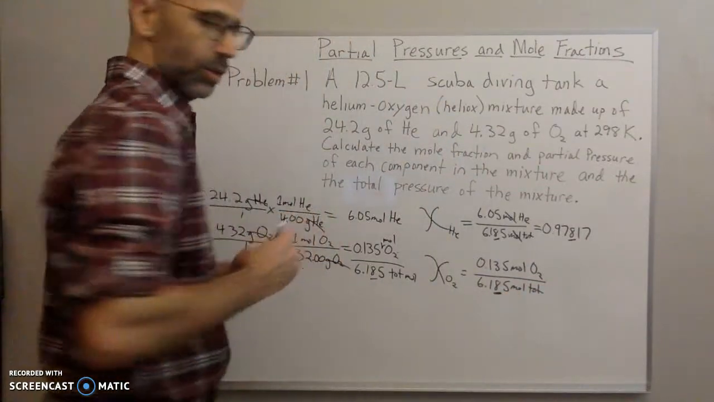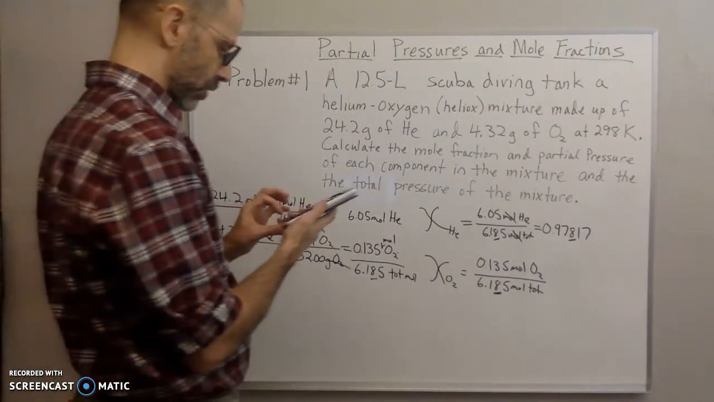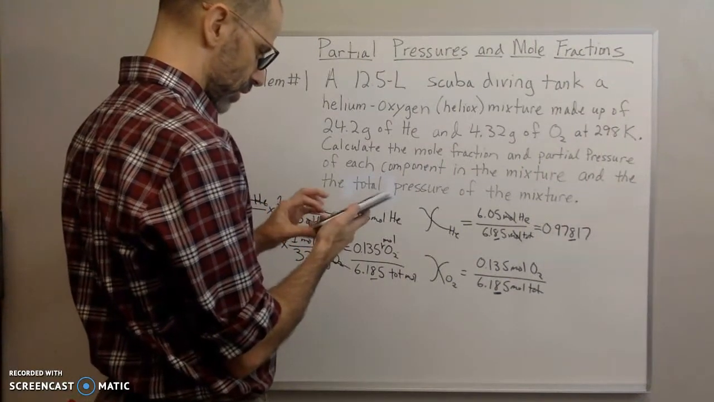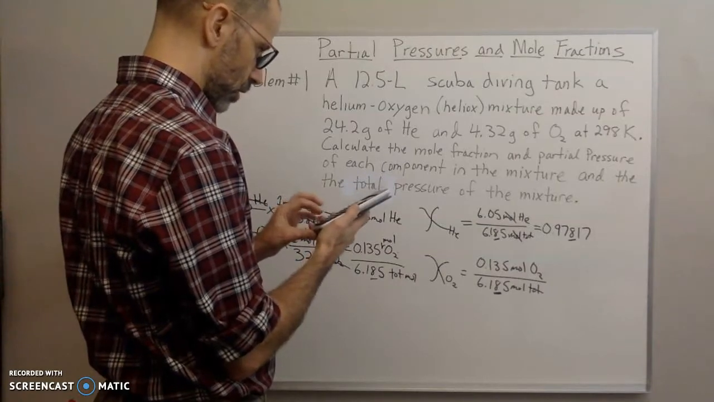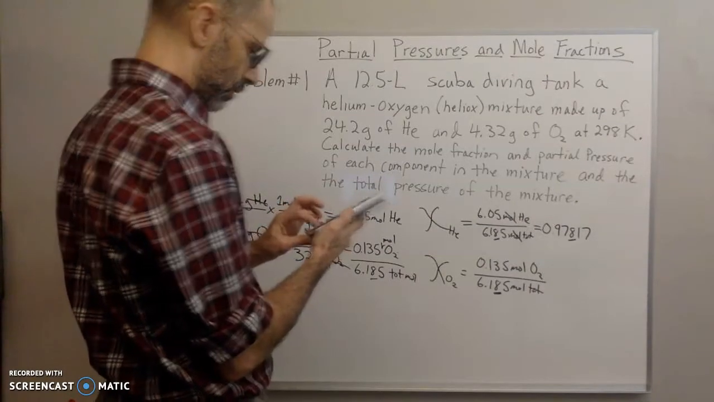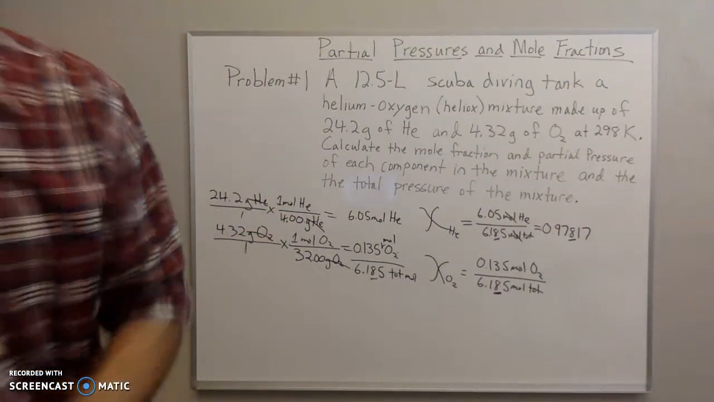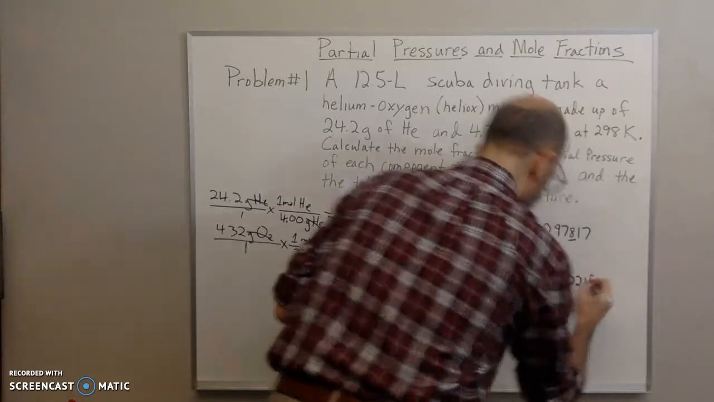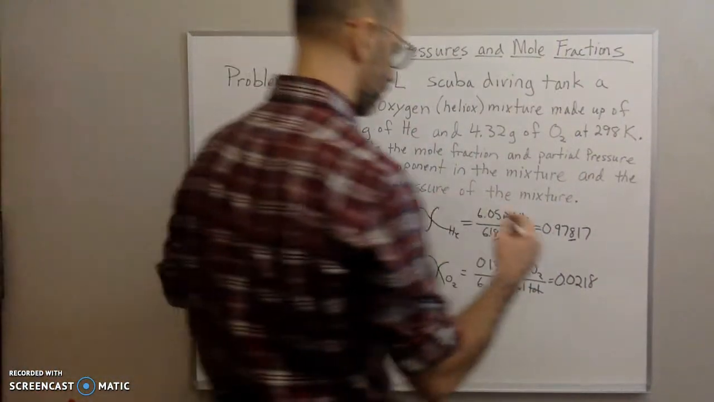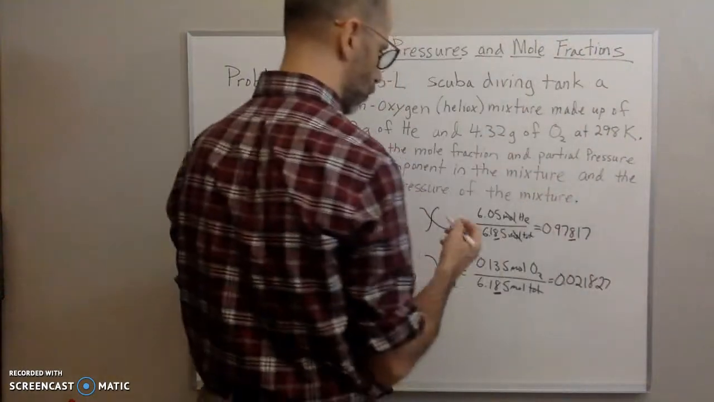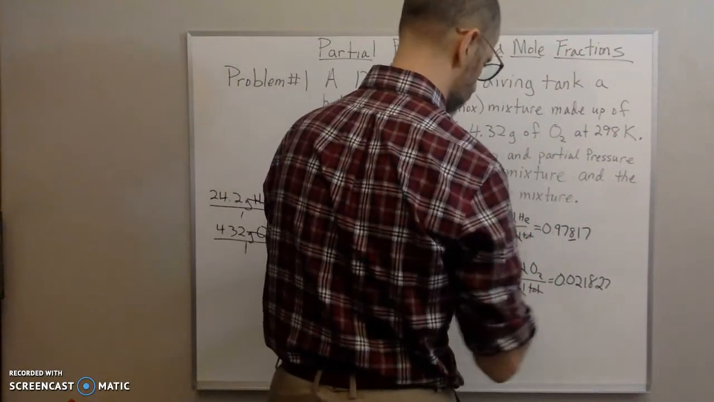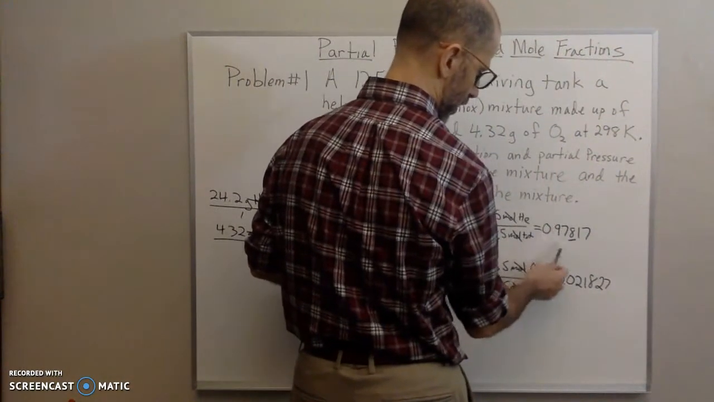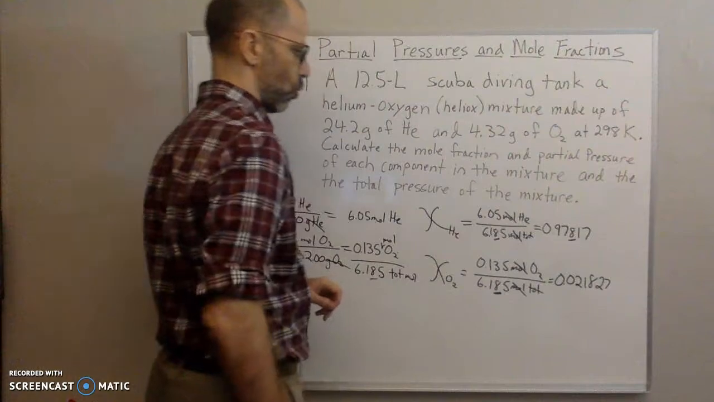And again, do the calculation. So we have 0.135 divided by 6.185 equals, and I get 0.0218, and that's going to be the mole fraction. So moles cancel out. That's going to be the mole fraction of oxygen. If you add these together, you should get a number very, very close to 1.